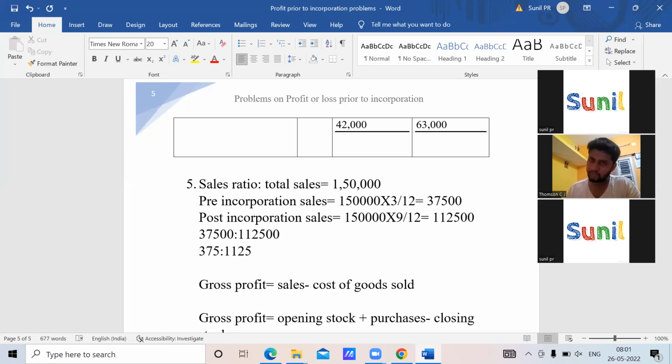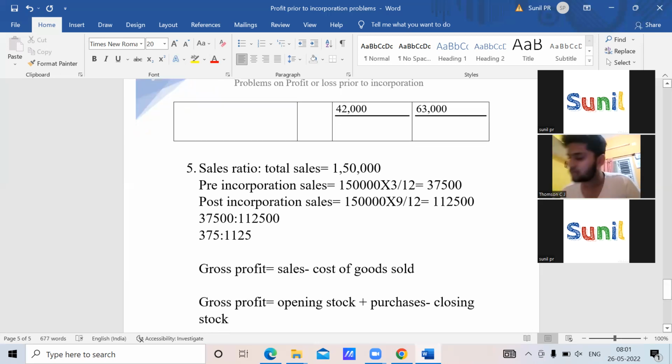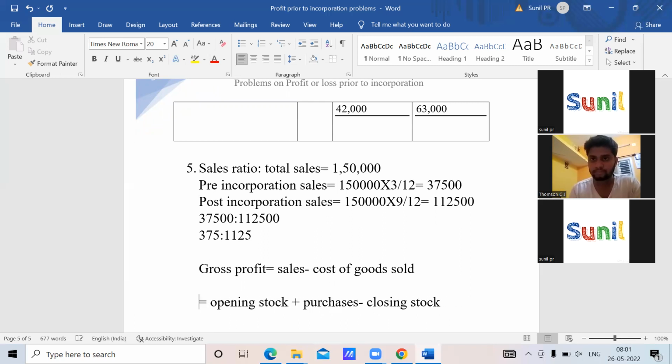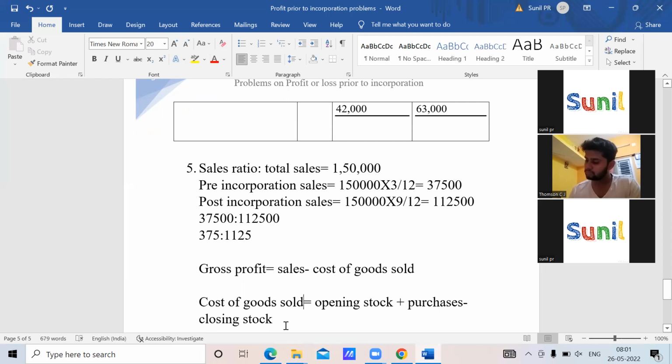So we have to find out cost of goods sold. We add opening stock and purchases, minus closing stock. So cost of goods sold is equal to opening stock plus purchases minus closing stock. If you do this, you will get cost of goods sold. Can you just tell me now, what is the opening stock?